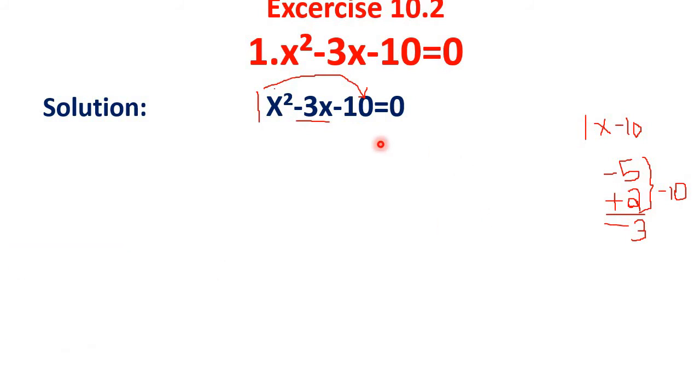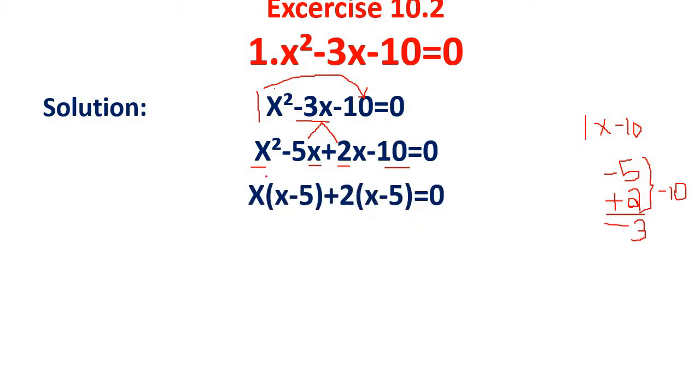Now let us write the factors. X square, first write minus 5x plus 2x minus 10 is equal to 0. So we have to split this middle term into two factors. Splitting the middle term into two factors is very, very important. Now here x square is there, here x is there, we can take x as common. Here 2 and 10 are the factors of 2. If you take x as common, the remaining is x minus 5.